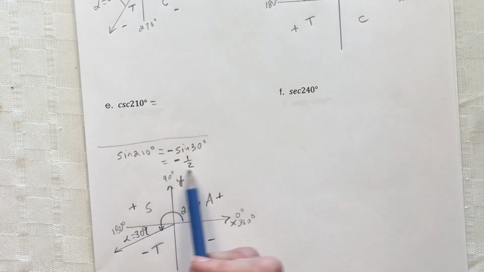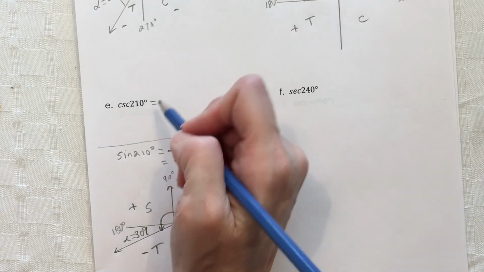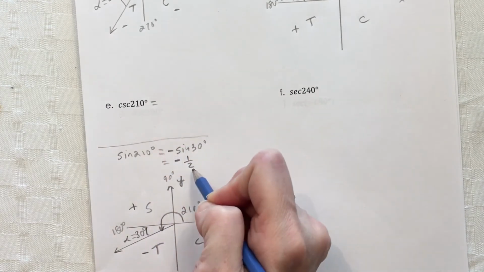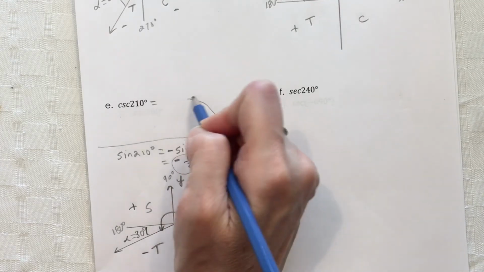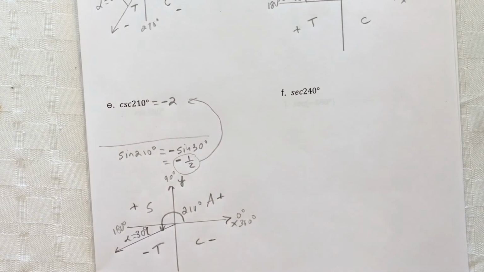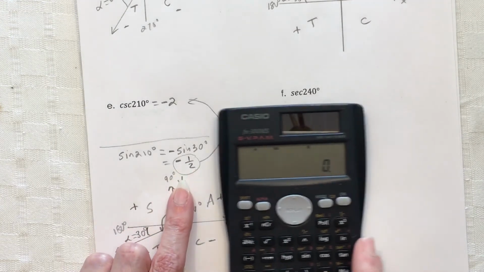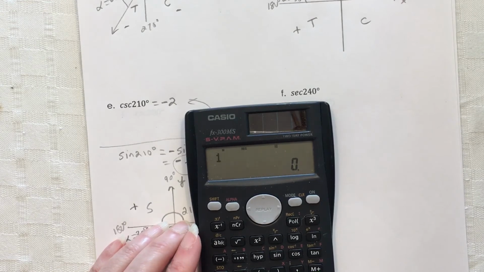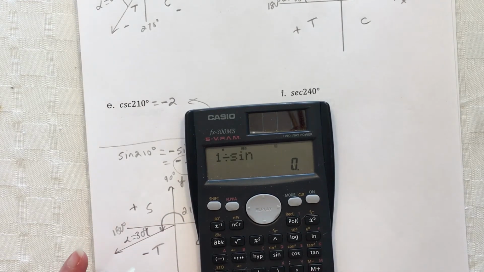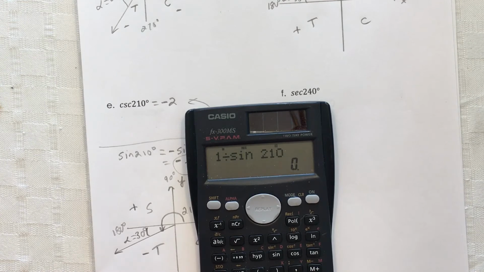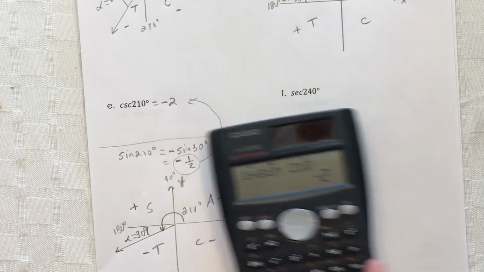So since the sine of 210 is negative 1/2, that means the cosecant of 210 is going to be negative 1/2 flipped upside down, which is negative 2 over 1, or just negative 2. So the cosecant of 210 is negative 2. Now there isn't a cosecant button on your calculator, but since they're reciprocals, we can do 1 divided by the sine of 210. That would be the same as the cosecant of 210. So negative 2, which is what we got.